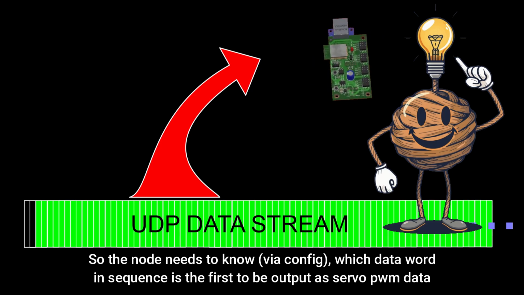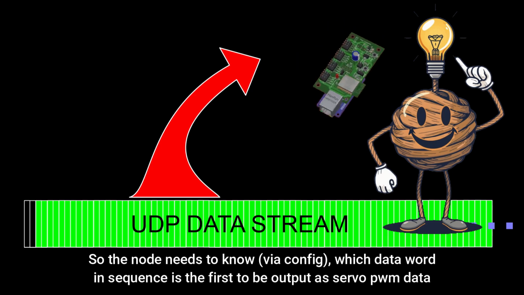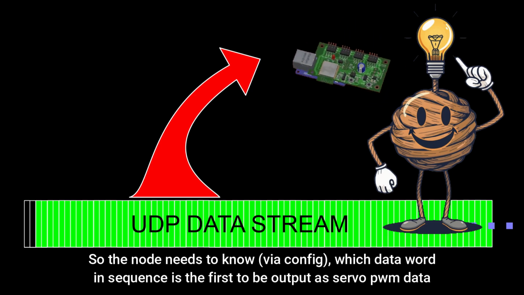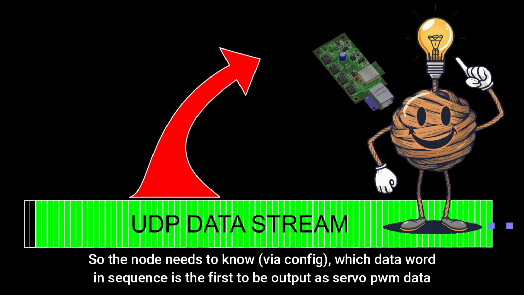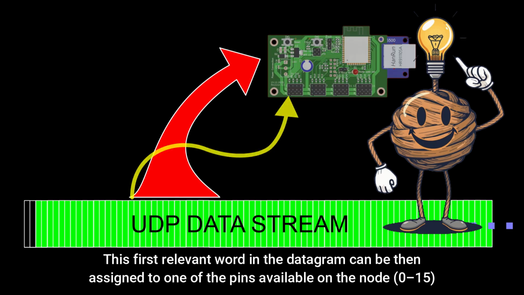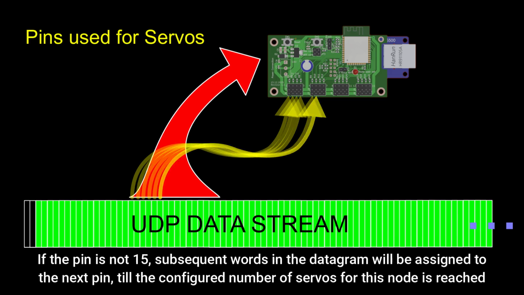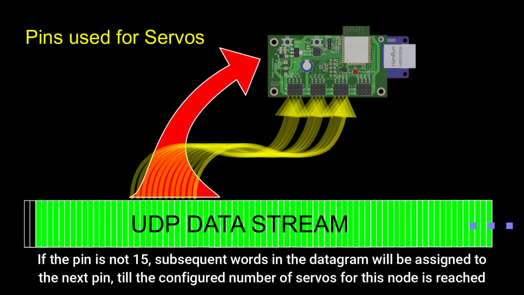So the node needs to know, via config, which data word in sequence is the first to be output as servo PWM data. This first relevant word in the datagram can then be assigned to one of the pins available on the node, pins 0 to 15. If the pin is not 15, subsequent words in the datagram will be assigned to the next pin, till the configured number of servos for this node is reached.